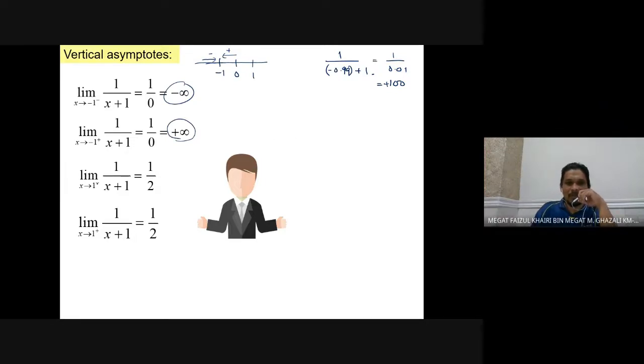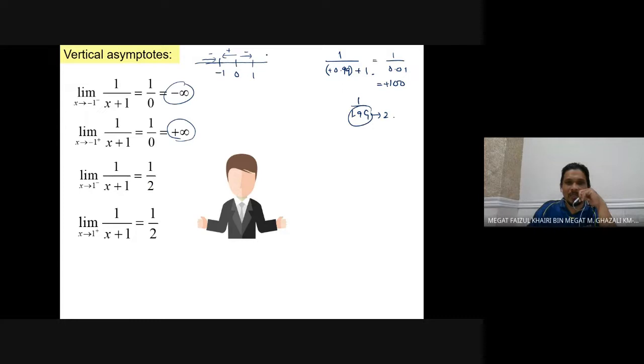And when x approaches 1 from the left: 0, 0.5, 0.8, 0.9, 0.99. Okay, if I substitute 0.99 plus 1, what will you get then? 1 over 1.99, right? And this is very close to 2. So that's why we have 1 over 2 here.